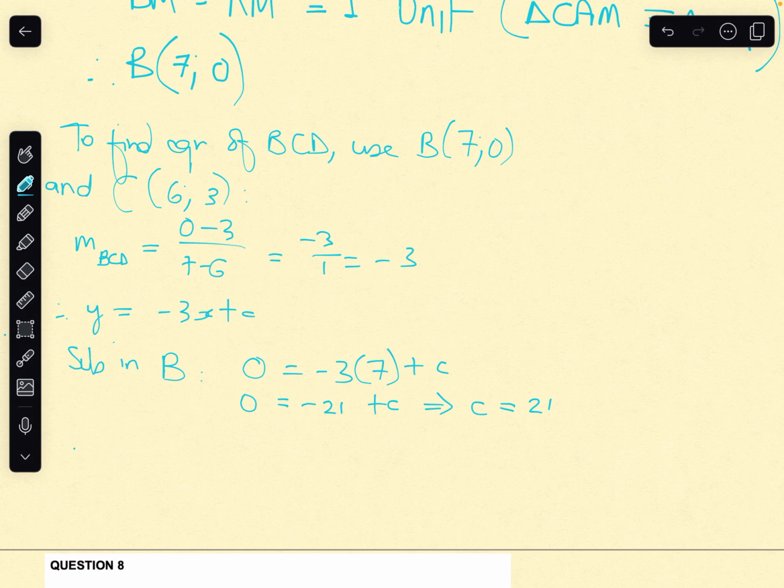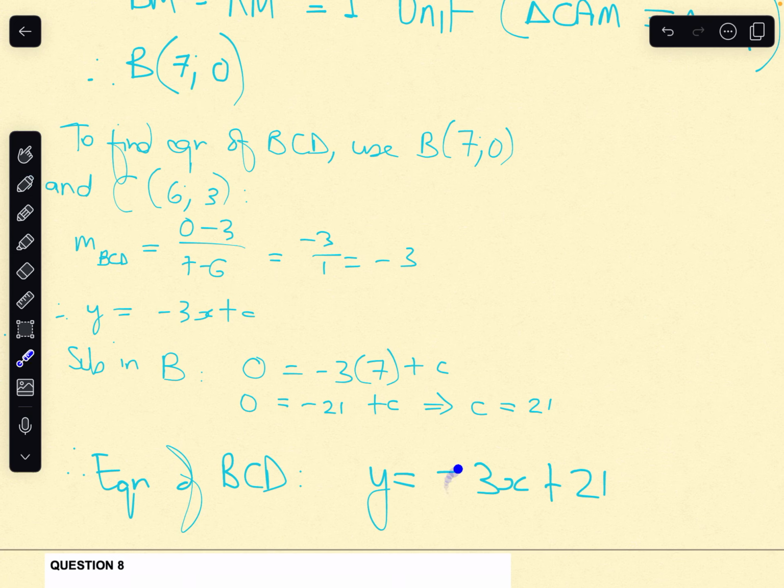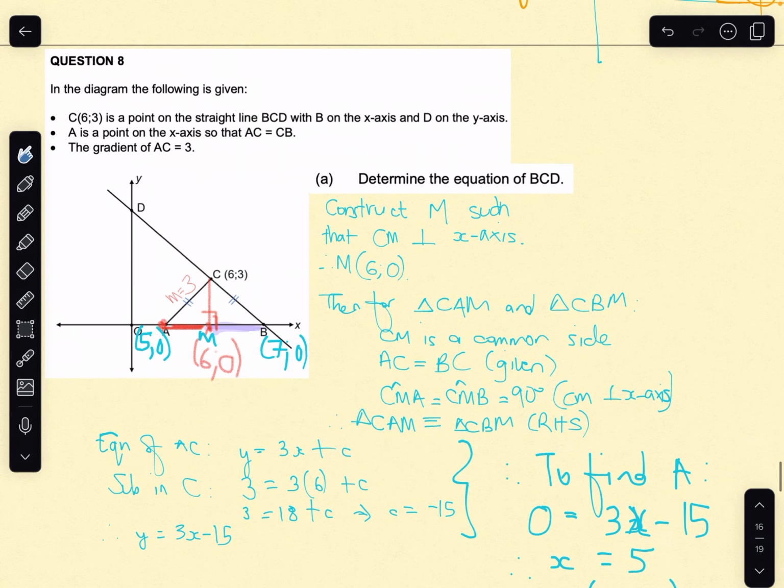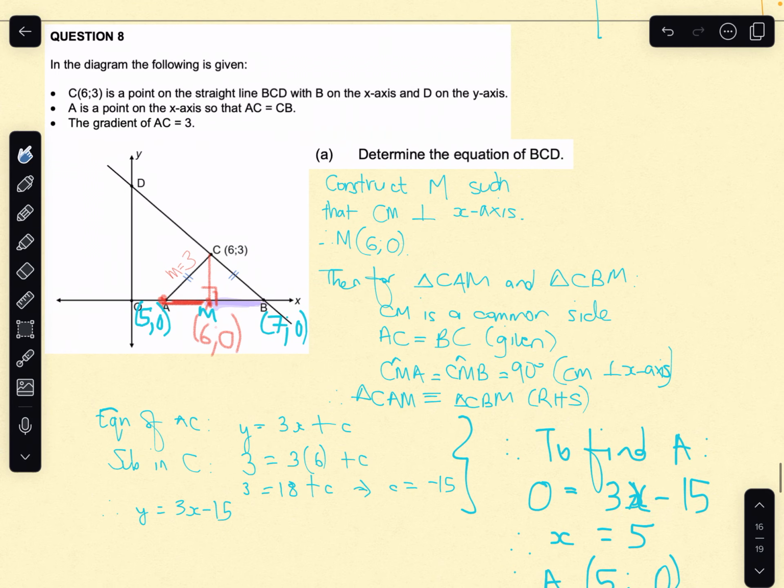Okay, so that means the equation of BCD is given by y is equal to minus 3x plus 21. Okay, and of course you can put in the other point just to be sure. So minus 3 times 6 is minus 18 plus 21 is indeed 3, right, which is what we have over here. So for fun, as promised, let's try and do this algebraically, or more algebra intensively.